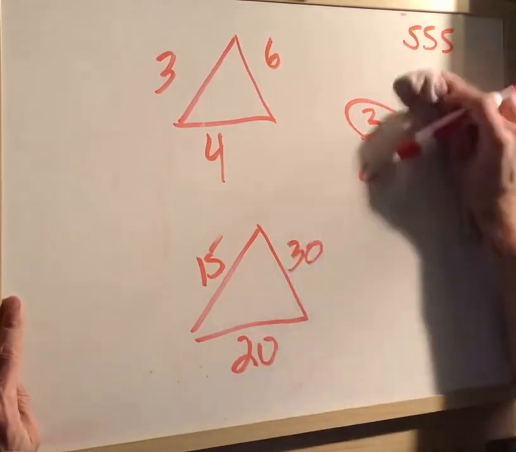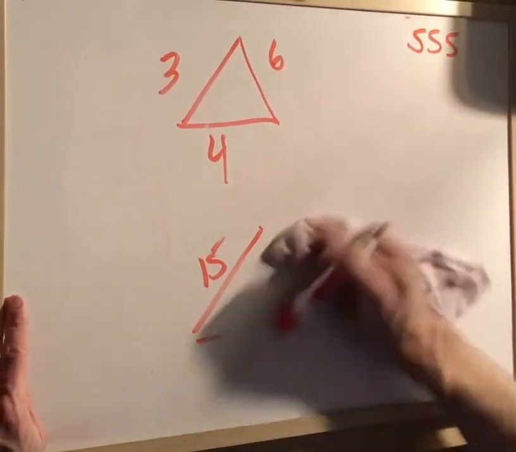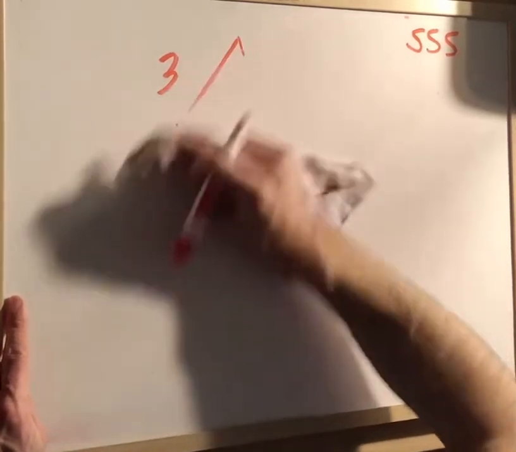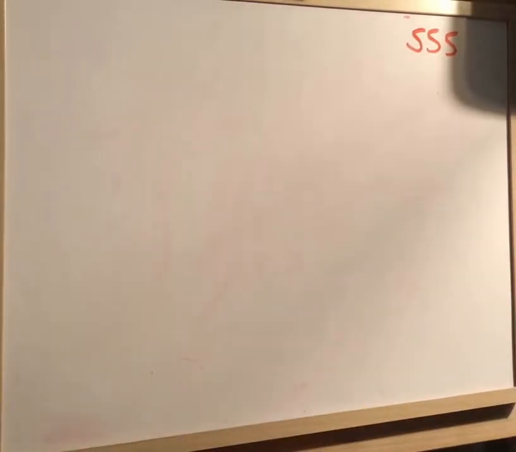Saying side, side, side makes them similar. Now, remember, side, side, side doesn't mean all 3 sides are congruent. It just means they're proportional.